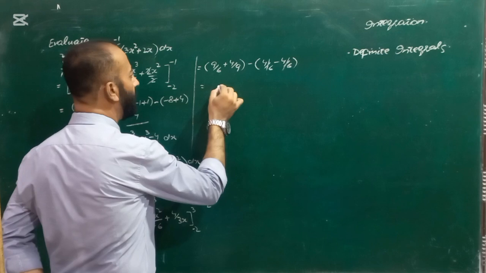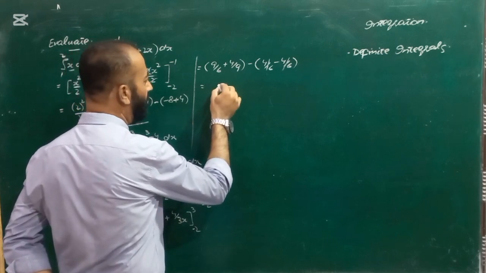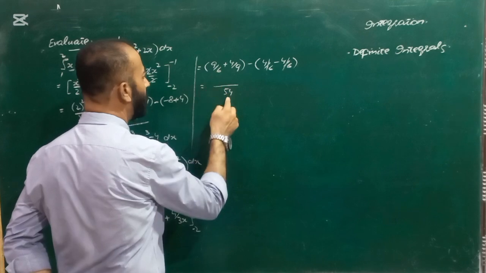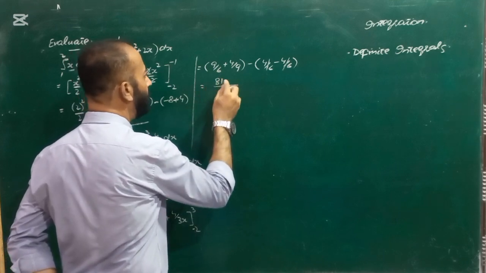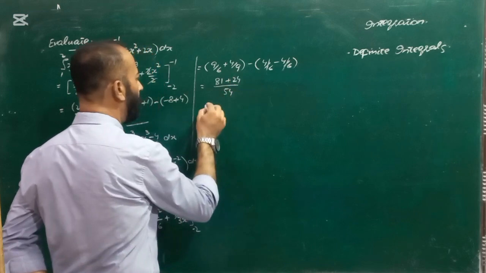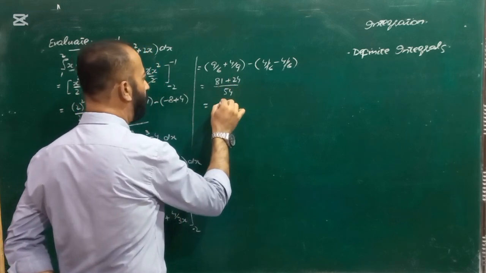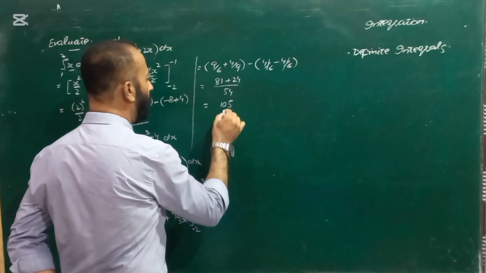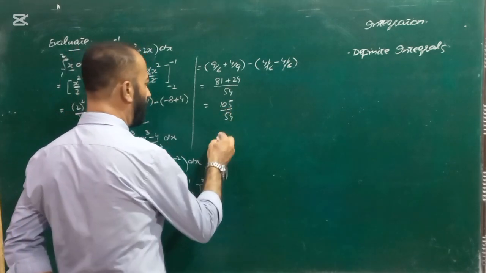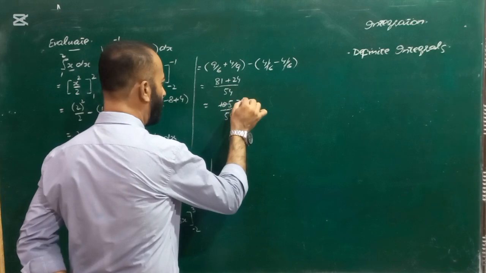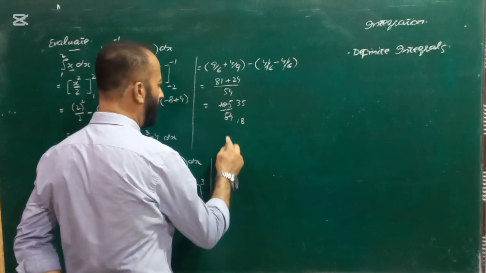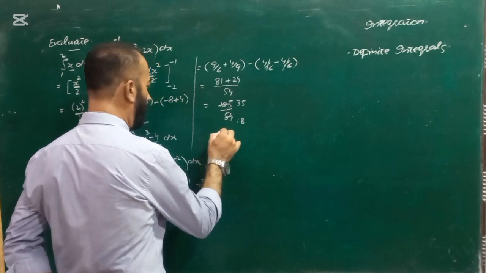and solving it, 9 6s are 54. 54 is the LCM. 6 9s are 81, 6 4s are 24. So 105 over 54. Cancel it in the 3's table: 3 3s are 9, 3 5s are 15, 3 1s are 3, 3 6s are 18, and 35 by 18.